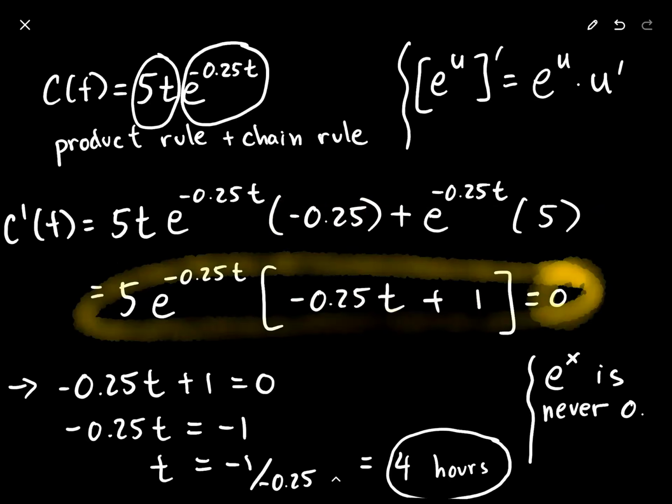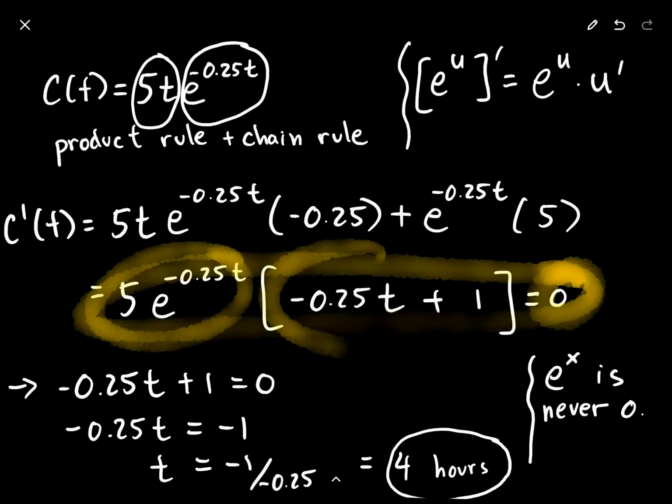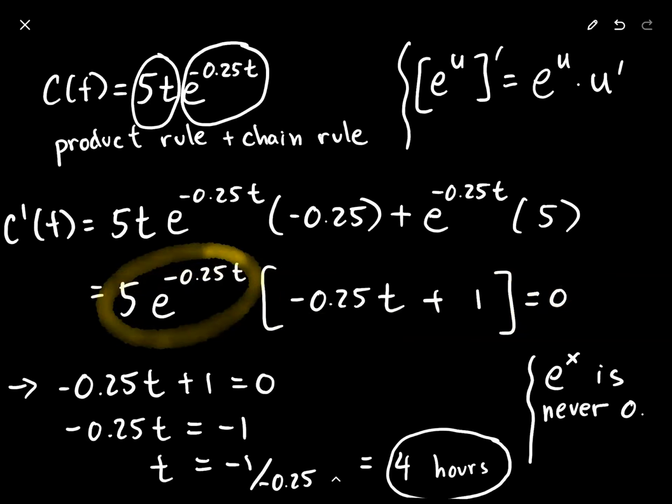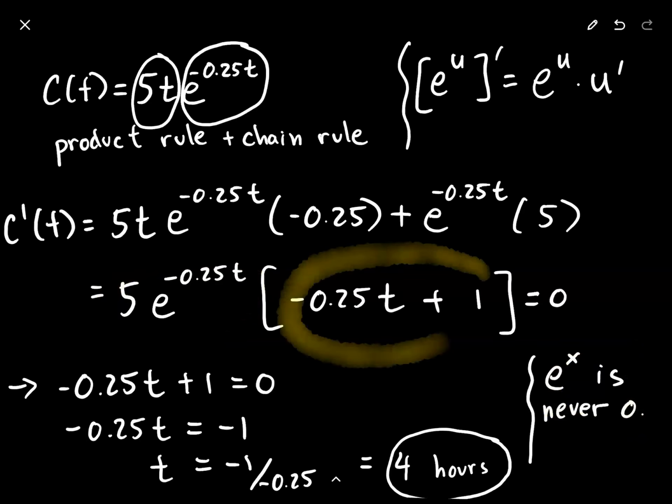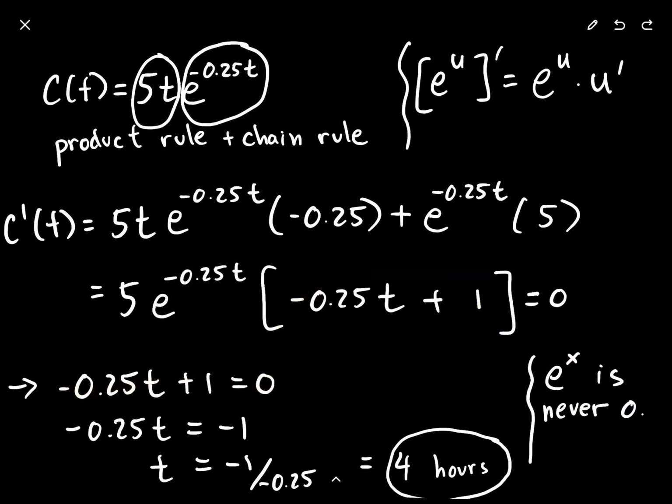So we want to know when the derivative is equal to 0. We can use the zero product property with each of the factors. The first factor, 5e^(-0.25t), is never 0, since the exponential function is never 0. So the derivative will only be 0 when the second term is equal to 0. So we can set -0.25t + 1 = 0 and solve for t. We'll bring 1 to the other side as -1, and then we can divide both sides by -0.25. So c' is equal to 0 when t = 4 hours.